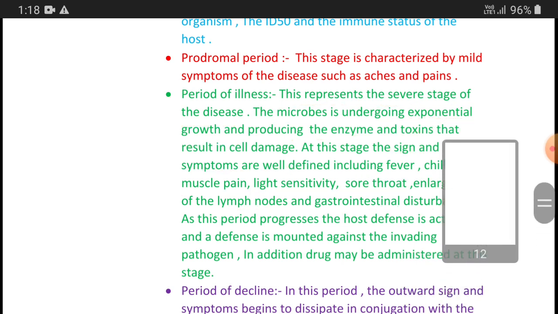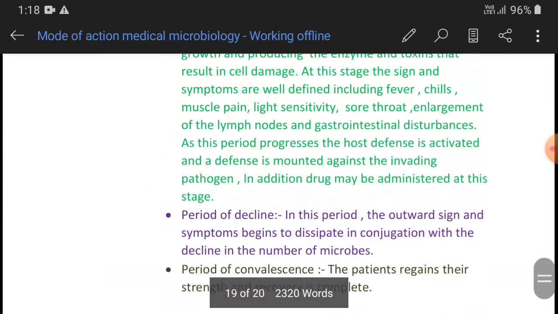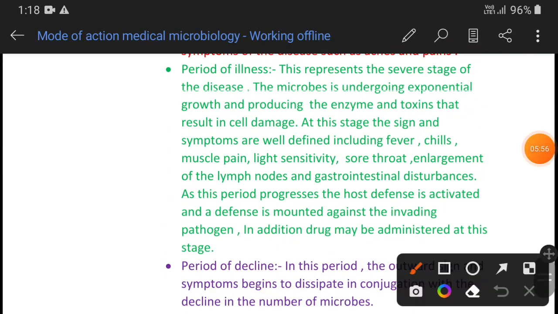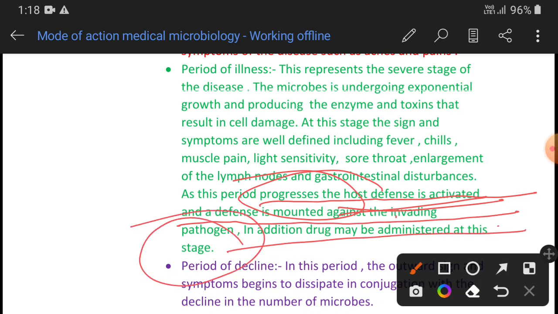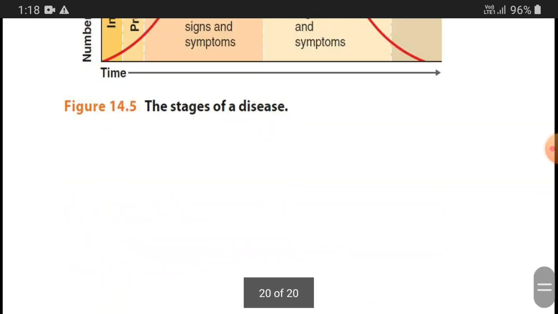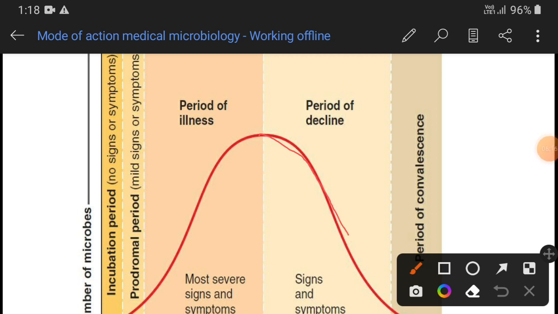As this period progresses, the host defense is activated and a defense is mounted against the invading pathogen, and in addition drugs may be administered at this stage. We have to apply drugs at this stage. Now let's move to the next part. In that time, the number of microorganisms is decreasing, along with the outward signs and symptoms, which are also dissipating.